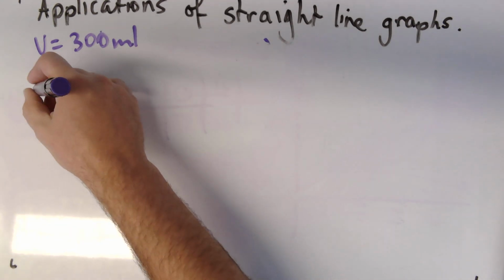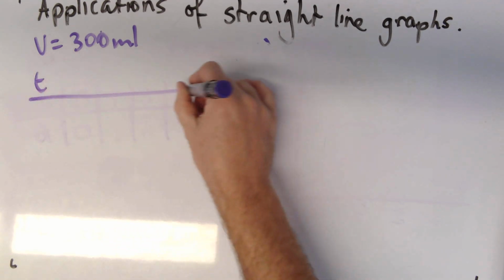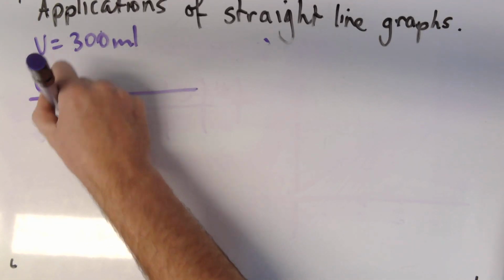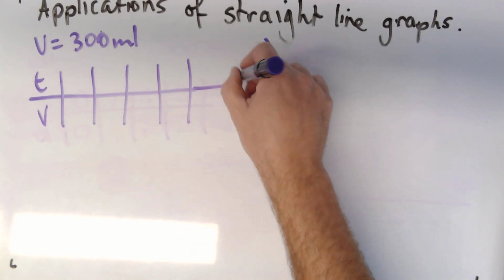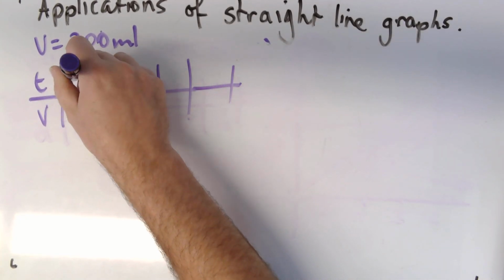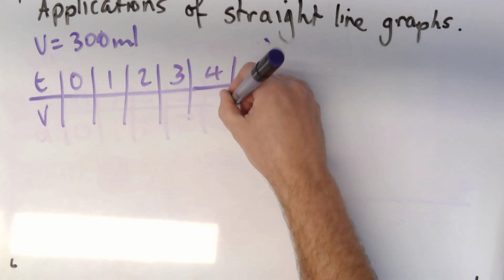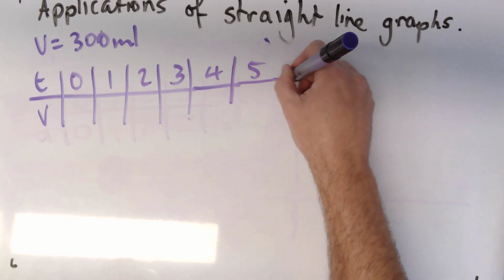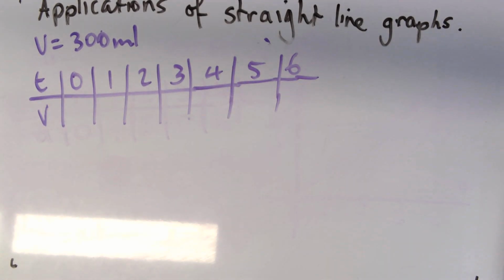So again, I'm going to draw a table. This time I've got time, because it's still time. This time it's going to be volume. Last time we were distance, this time it's volume. And then we've got to fit all this in. So we've got time 0, 1, 2, 3, 4, 5, and 6, because they say it happens every hour for 6 hours.